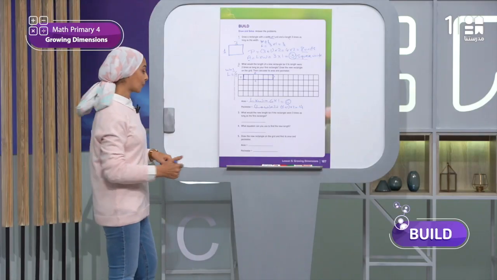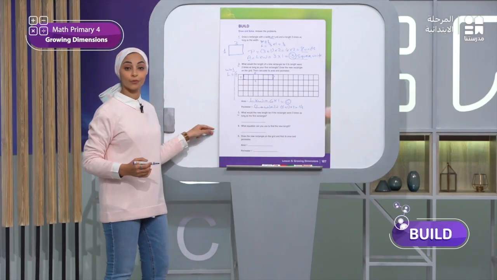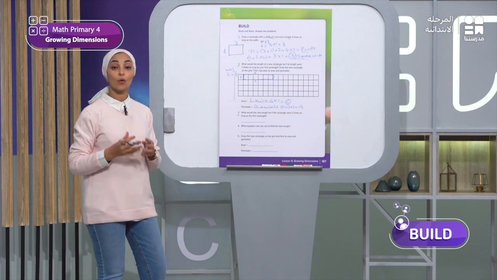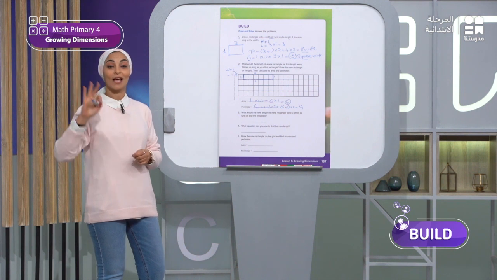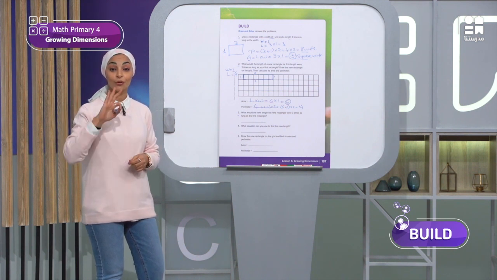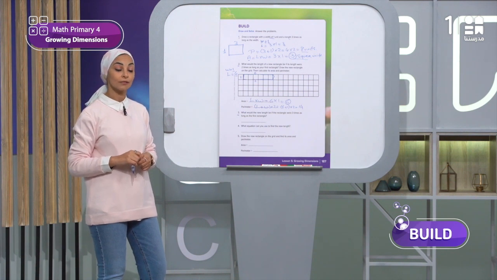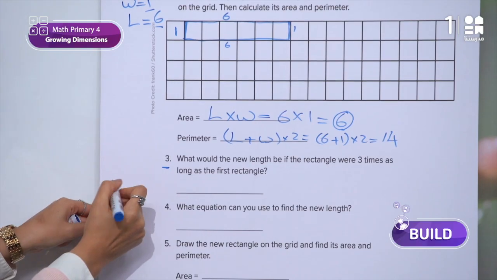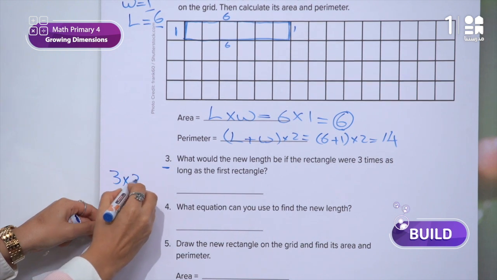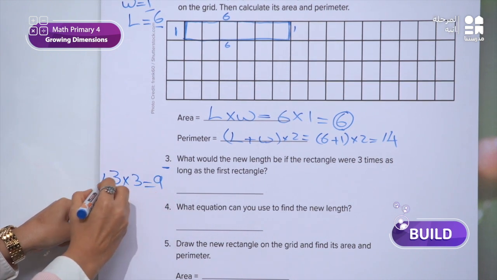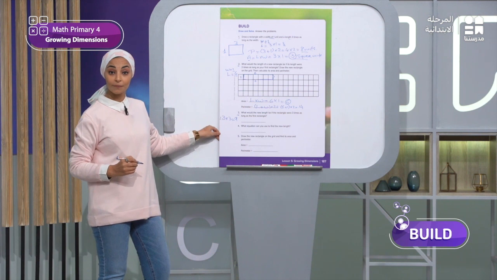Now let's move to problem number 3, and this is problem number 3. Problem number 3 says, what would the new length be if the rectangle was 3 times as long as the first rectangle? 3 times as long, يعني 3 times اللينث بتاعه اللي هو 3 times 3. هو 3 times 3 gives me what? Yes, 3 times 3 gives me 9. يبقى اللينث بتاعي is 9, right?